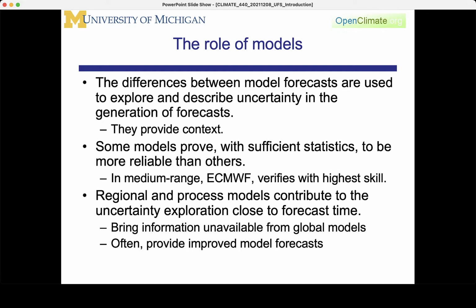The regional and process models contribute to the uncertainty exploration close to the forecast time. They bring information that's unavailable from the global models. They often provide improved model forecasts, but sometimes they do not because they do not capture the global situation as robustly as the global models do. So all of these models are bringing really different flavors of information that experts then evaluate in the generation of a forecast.